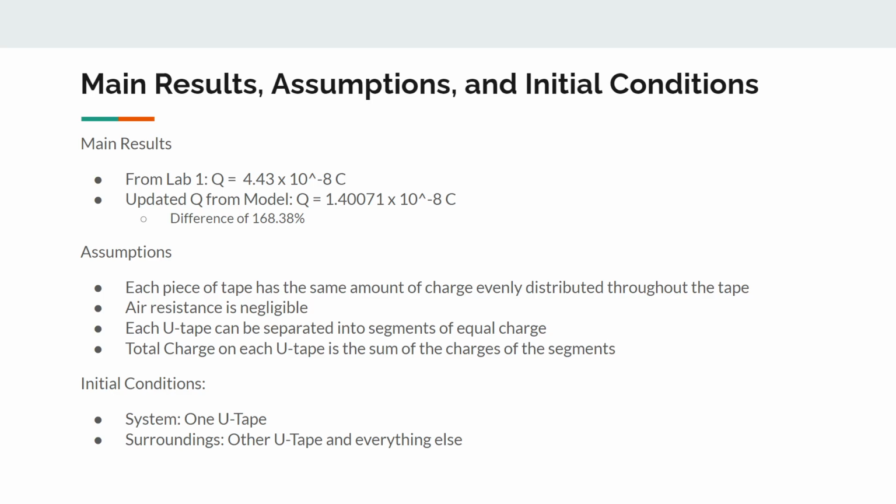The assumptions I made during this lab were that each piece of tape has the same amount of charge evenly distributed throughout the tape. Air resistance is negligible. Each U-tape can be separated into segments of equal charge, and the total charge on each U-tape is the sum of the charges of the segments. The initial conditions were that the system would be the one U-tape on top, and the surroundings would be the other U-tape and everything else around it.